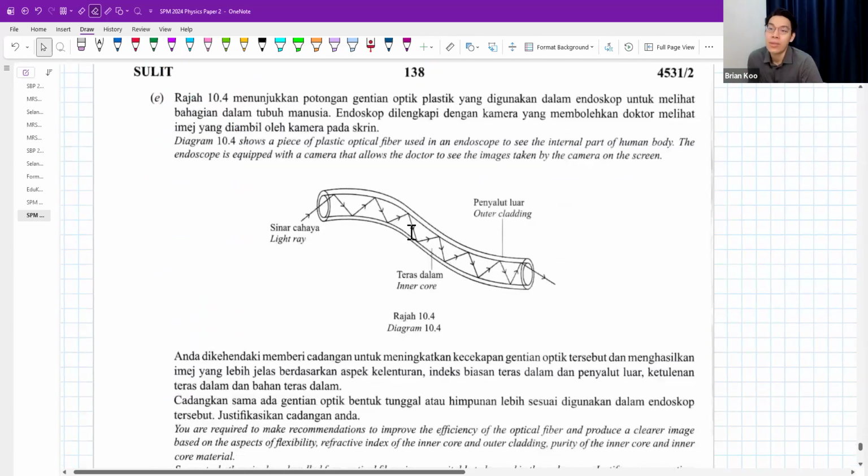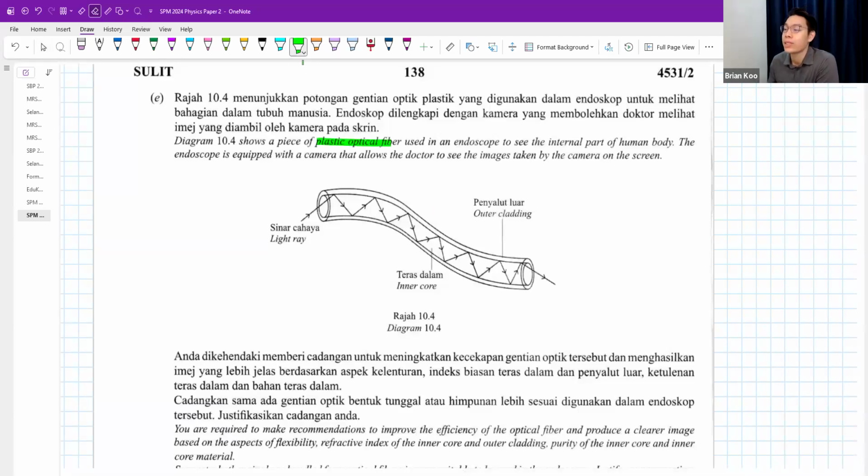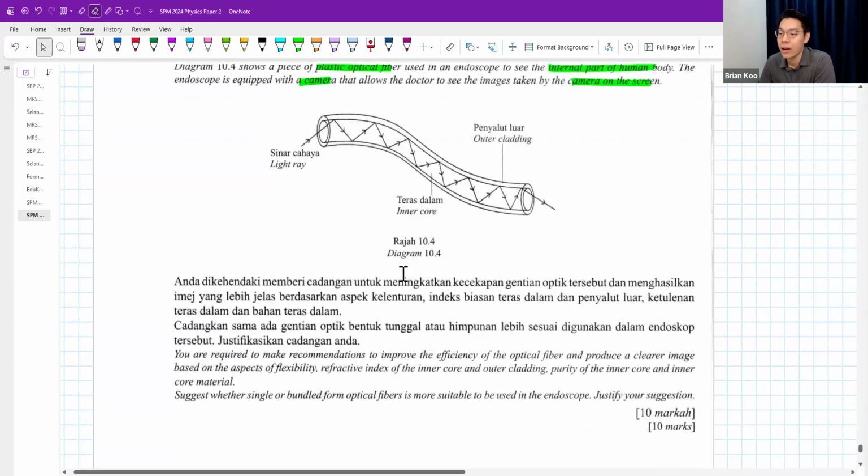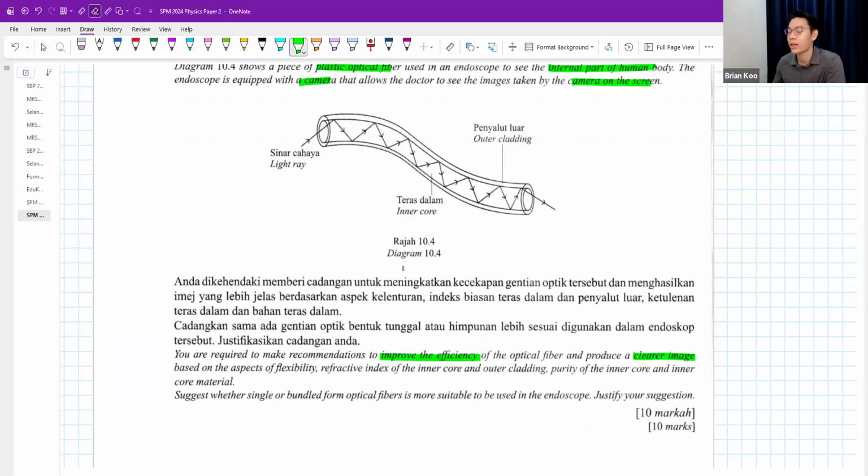Okay, part E. Diagram 10.4 shows a piece of plastic optical fiber used in endoscope to see internal parts of a human body. The endoscope is equipped with a camera that allows doctor to see the images taken by camera on the screen. You are required to make recommendations to improve the efficiency of the optical fiber to produce a clearer image based on the aspects on flexibility, refractive index of inner core and outer cladding, purity of inner core material, suggests whether you want a single or bundle form.